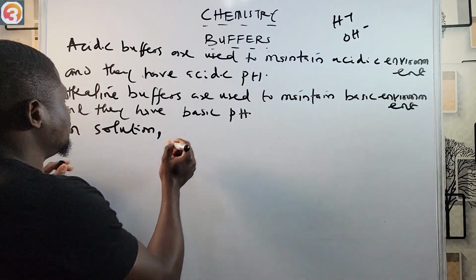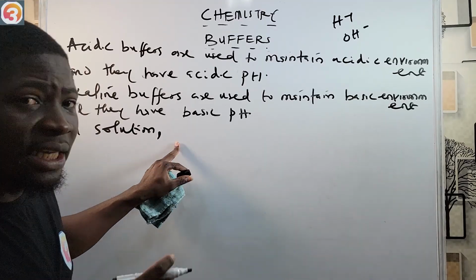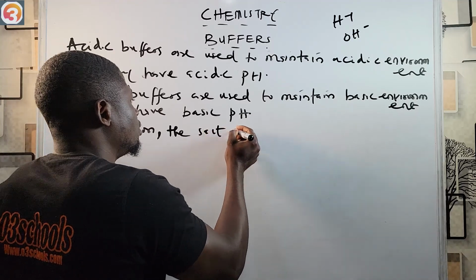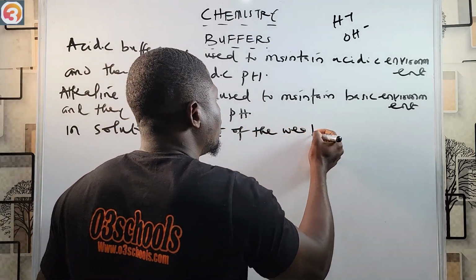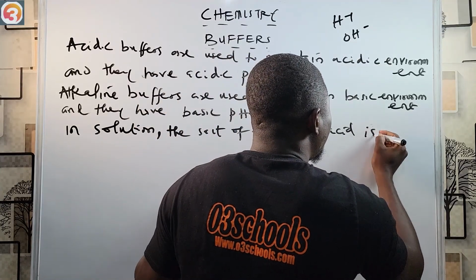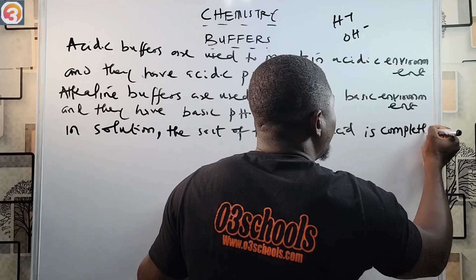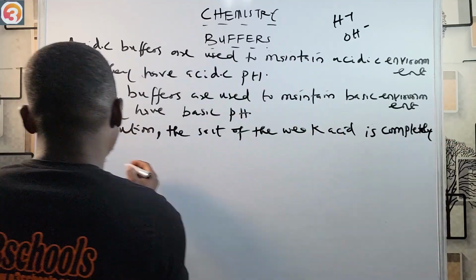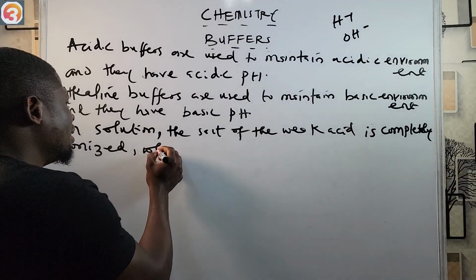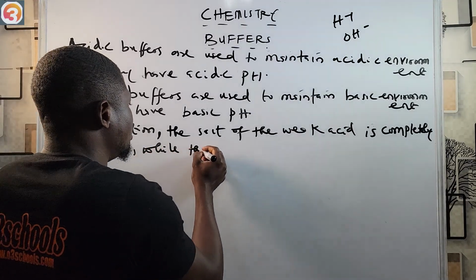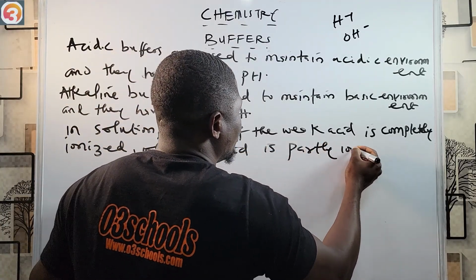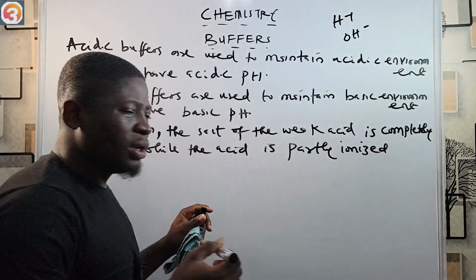In solution, what happens is that the salt of the weak acid is completely ionized, while the acid is partly ionized. All right, so let's see an example.